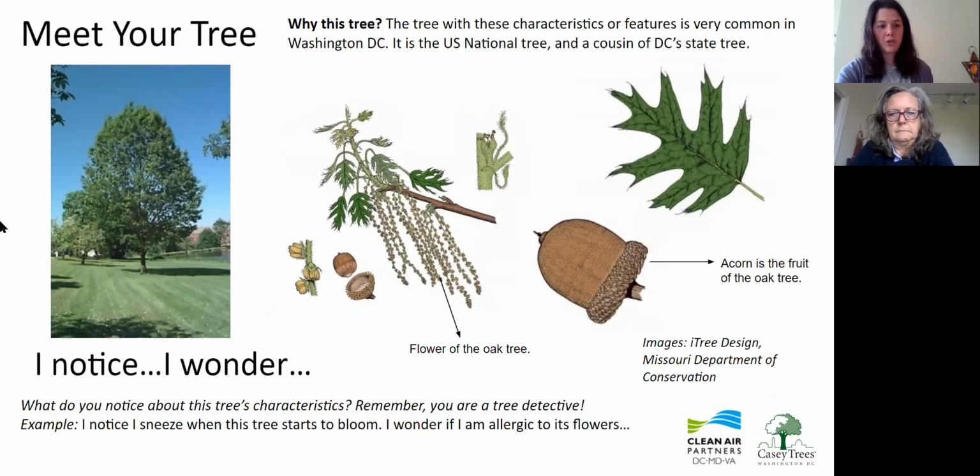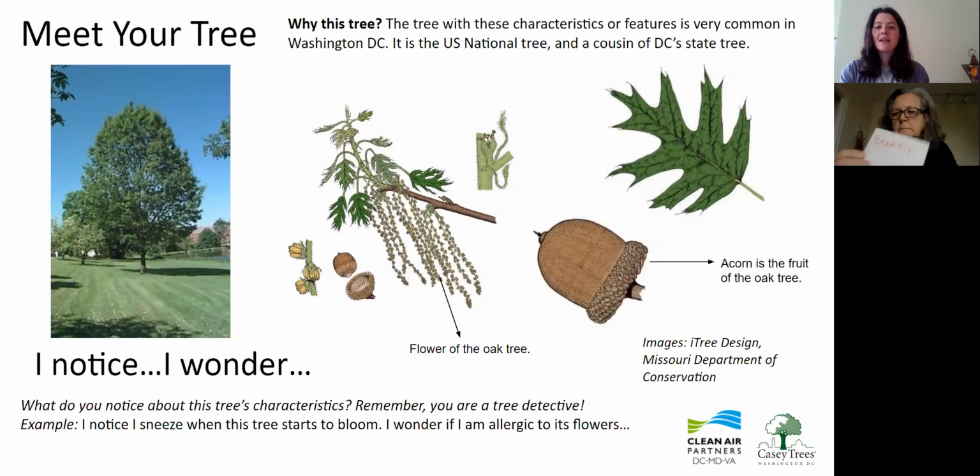So let's meet a tree. The first thing we'll do is to pick a tree to learn more about the benefits it provides. So why did we pick this tree? This tree shares characteristics with the DC state tree. So it's a cousin of this DC state tree.